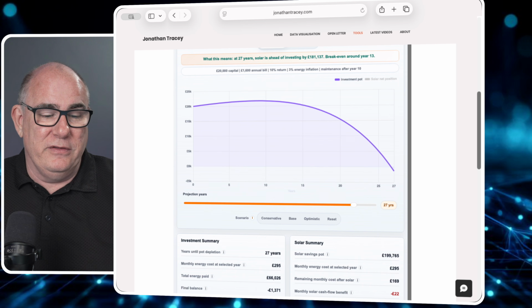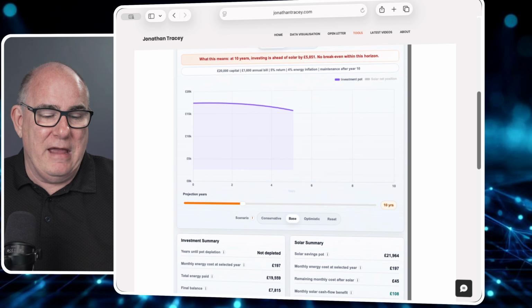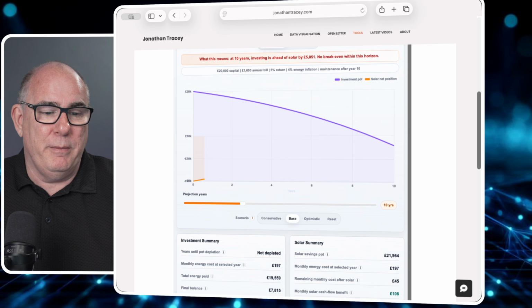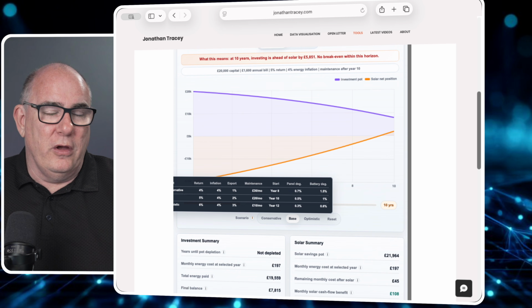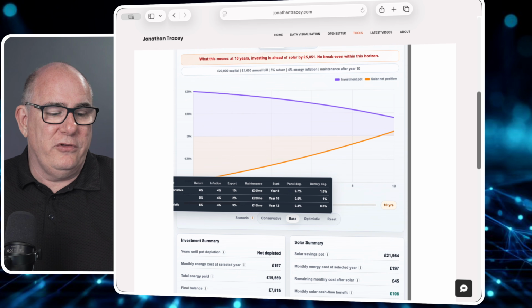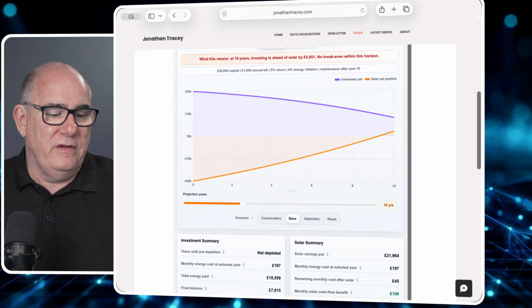Now, there are a couple of buttons underneath here. Let me just reset everything. So we'll turn solar back on. We'll go back to our 10 years. You'll notice we've got these other buttons here. We've got scenarios. So again, if you don't want to fiddle with the numbers up the top, you just want to see what a conservative estimate looks like.